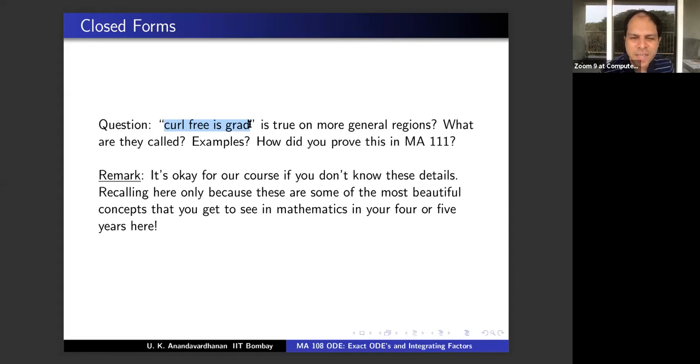And mathematics becomes exciting when seemingly unrelated things, we understand that they are connected. So it's a very beautiful topic at the undergraduate level itself. And that's the reason why I'm recalling it, not because we really need these things. I mean, we do need them, but not for your exams.